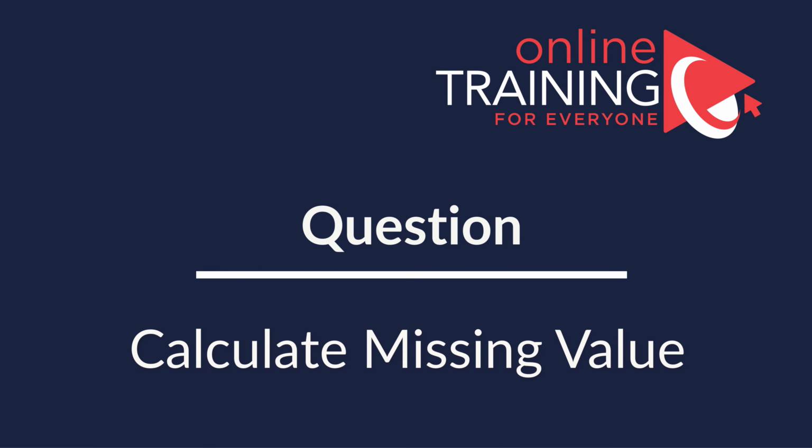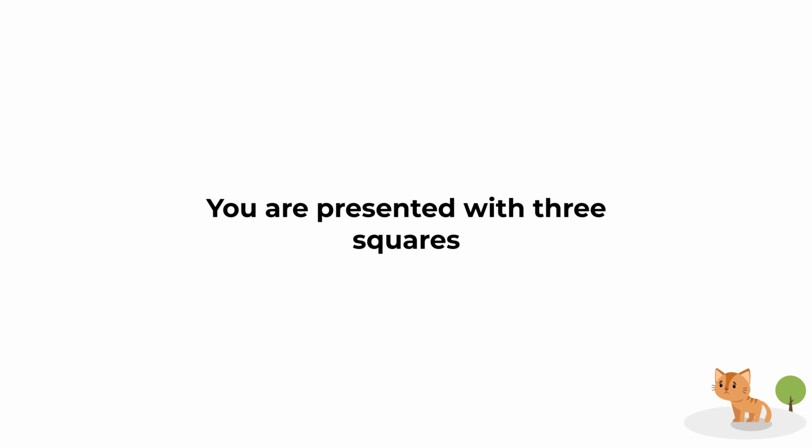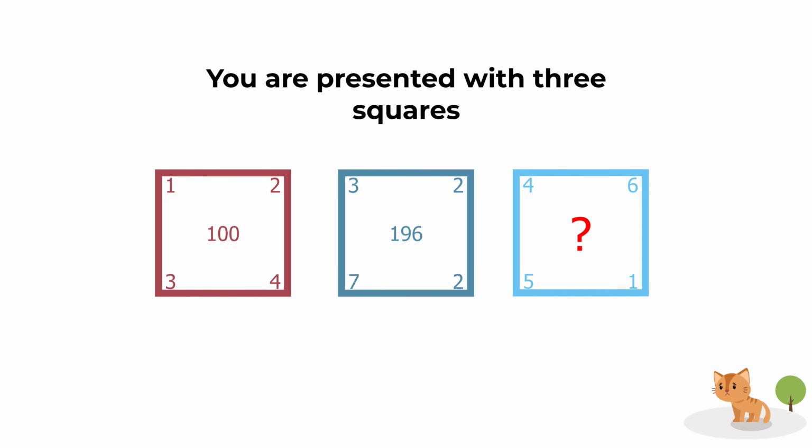Here's an amazing question which tests your ability to quickly come up with the solutions. You're presented with 3 squares. Each square is of a different color, and each square has numbers in the corner as well as a number in the middle. For example, the brown square has numbers 1, 2, 3, and 4 in the corners, and the number 100 in the middle. The dark blue square has numbers 3, 2, 2, 7 in the corners, as well as the number 196 in the middle. And the light blue square has numbers 4, 6, 1, and 5 in the corners, and the number in the middle of this square is missing.